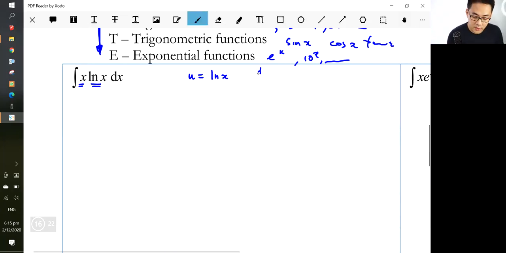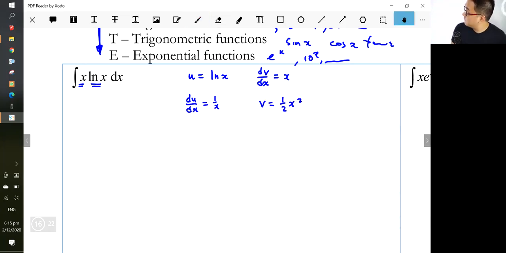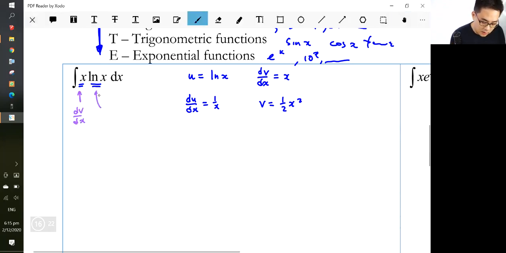Then your dv dx is what? x. Okay. So du dx would be 1 over x. v is actually half x squared. Wait, sorry, this is dv dx. Oh, this is my u. Okay. So we know that this is uv minus the integral of v du dx dx.